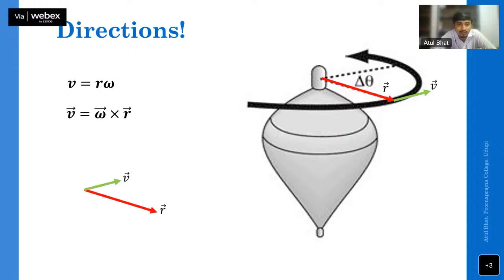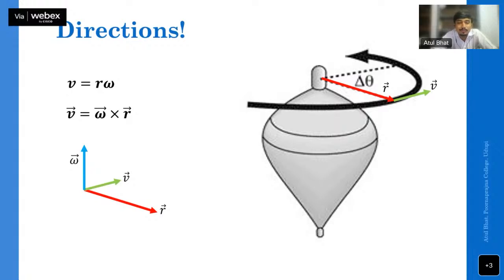I'll connect both of their origins at one point. I can do that. So I move the vectors from the top and bring it over here. So we've got v vector and r vector. And because omega cross r is equal to v, v should be perpendicular to both omega as well as r. And this is only possible when we've got omega in the vertical direction along the axis of rotation of the top. So this is the direction of angular velocity.